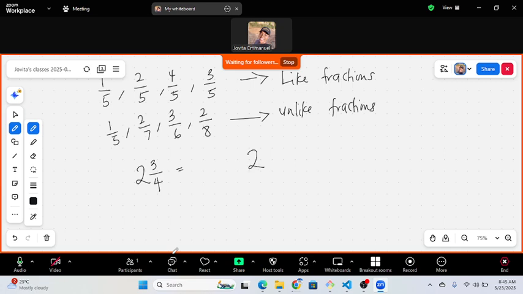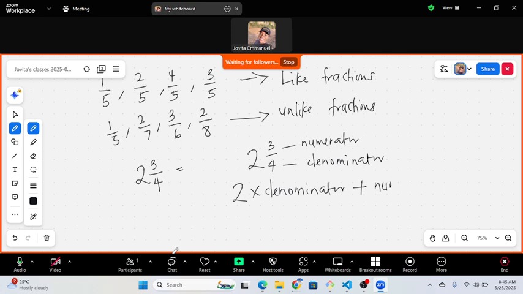Let me write it out again. This is the numerator, while this is the denominator. In a case like this, this is how you do it. The large number, as in the whole number you have there, that 2, you're going to be multiplying it by the denominator. When you do that, you add the numerator to it.